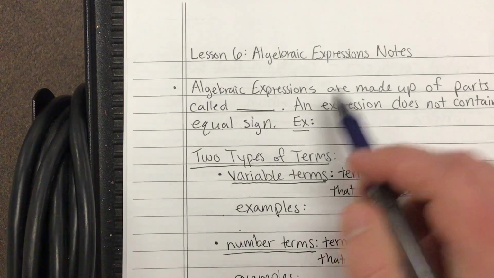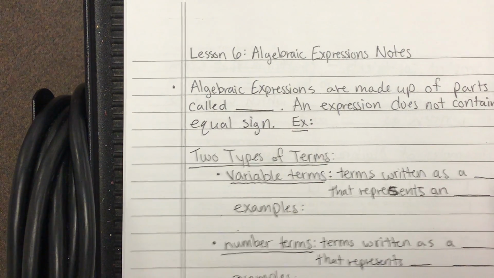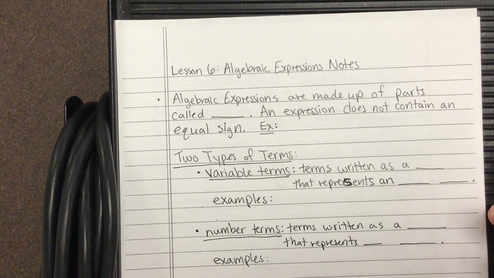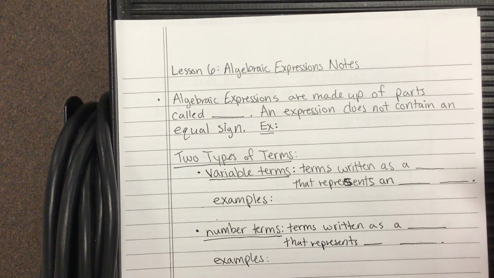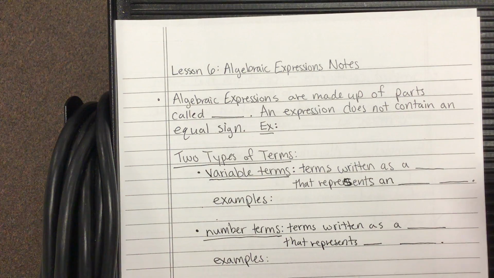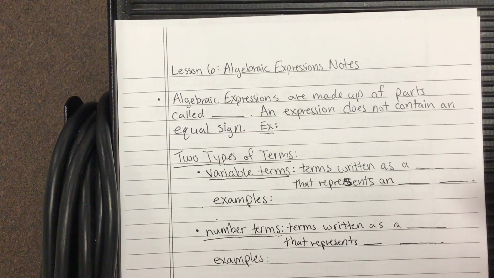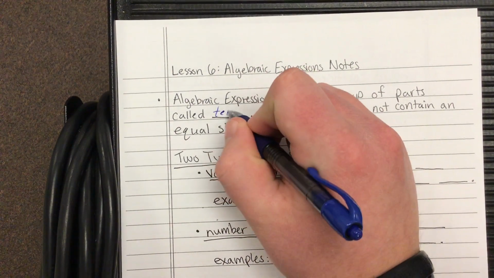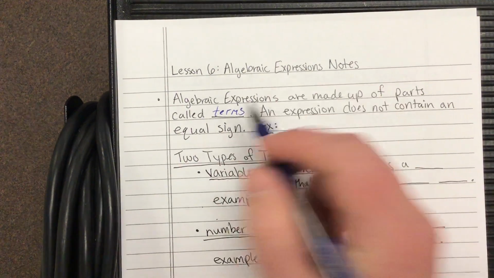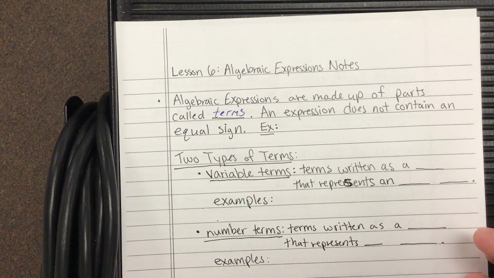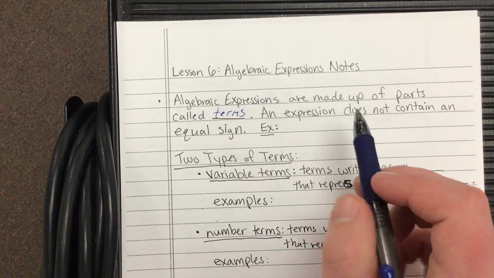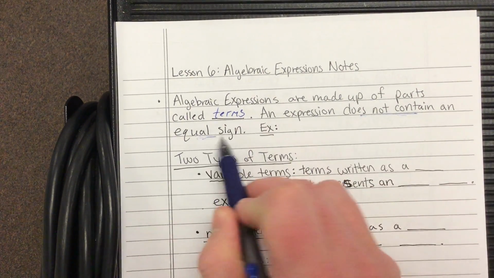Landon, you want to read that first bullet? The algebraic expressions are made up of parts called blank. An expression does not contain an equal sign. So what we're looking for is terms, is what goes in the blank. Algebraic expressions are made up of parts called terms. And like I said, they do not have an equal sign.